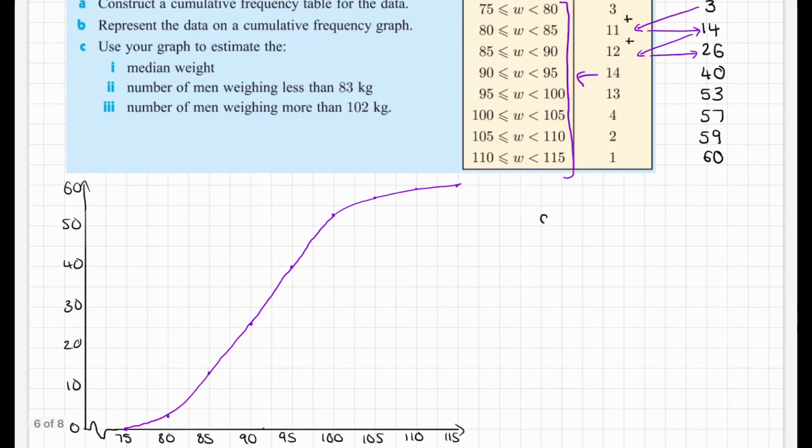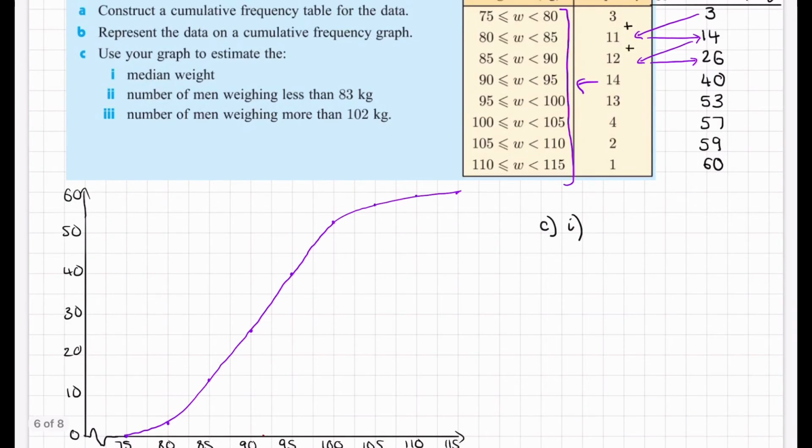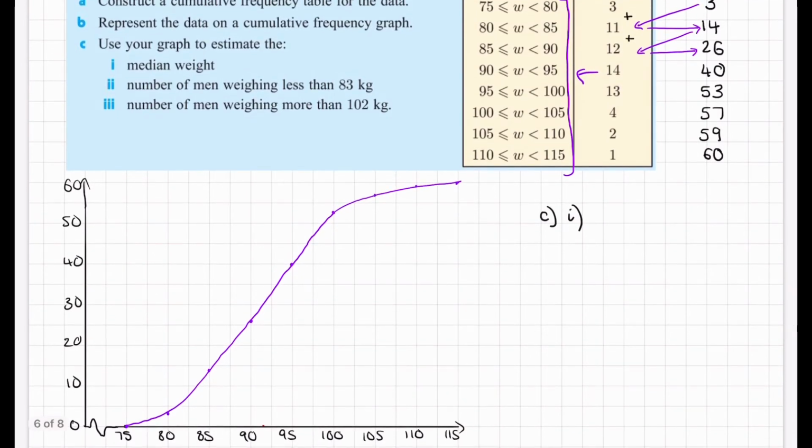So for part C, we want to estimate the median weight. Now remember, the median is halfway. Now when you've got a cumulative frequency, you just do exactly half of the amount of people. So we have 60 rugby players, so we're going to estimate the median at 30. So remember, with cumulative frequency, we always estimate with exactly the middle. So from 30, draw across and down and then read off. So that's going to be roughly 92. Obviously these are always estimates, so in an exam you will be given some leeway if it wasn't an exact nice lovely answer.